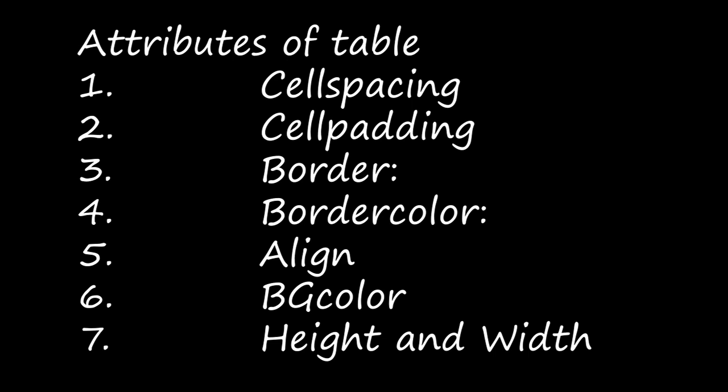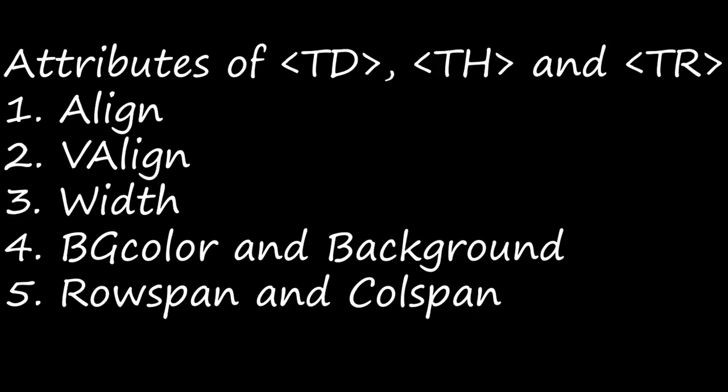First one is cell spacing, and the next ones are cell padding, border, border color, align, BG color, height and width, right? They have used these attributes and they have given an example here on page number 251. Just refer to it. Okay, and the next one is attributes of TD, TH, TR. What is TD? What is TH? What is TR?